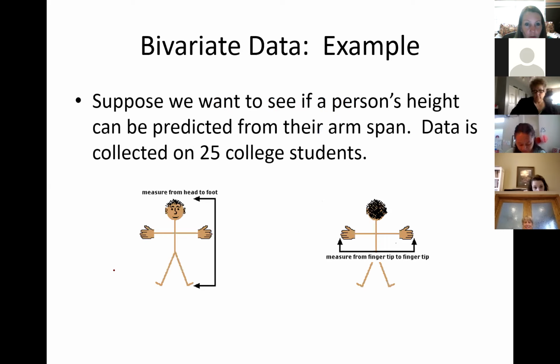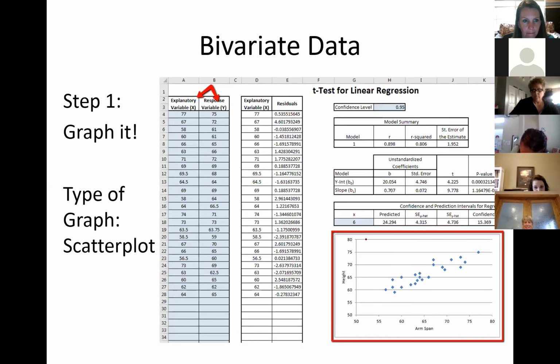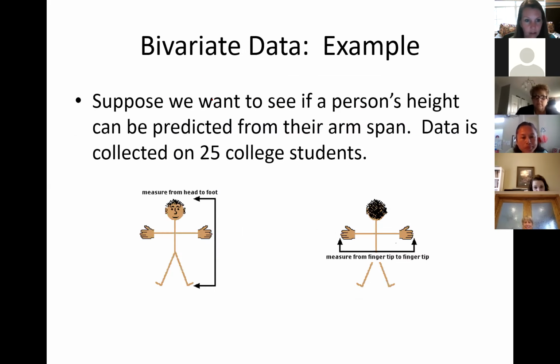So suppose we want to see if a person's height can be predicted from their arm span. And we collect data on 25 college students. So height was measured from the top of the head down to your toes, just like normal. And the arm span was measured across the back from fingertip to fingertip. So the first thing that you want to do is do a graph of the data. We want to do one of those scatter plots. So we get the data all entered in here.